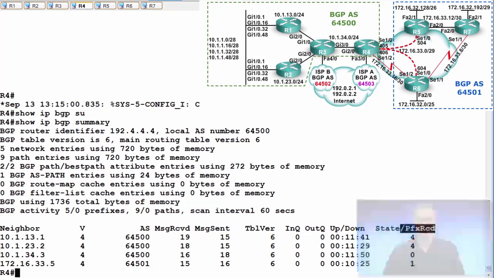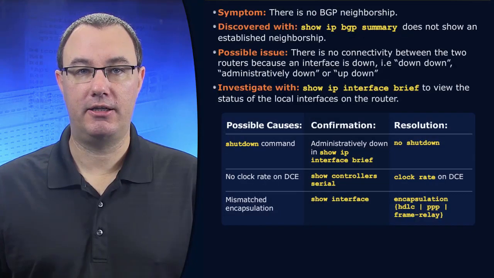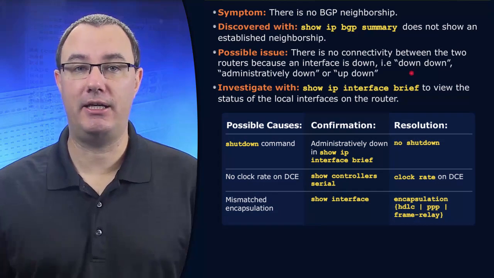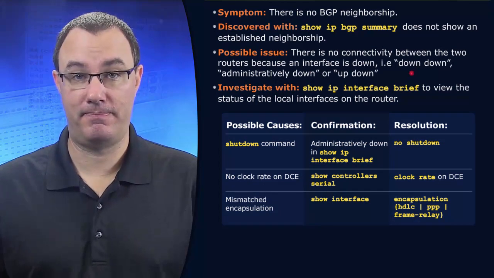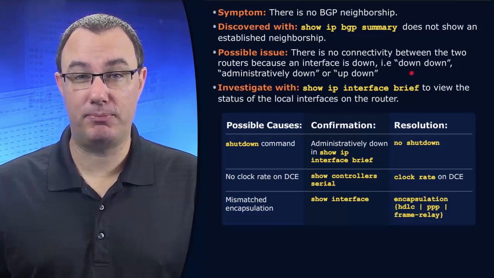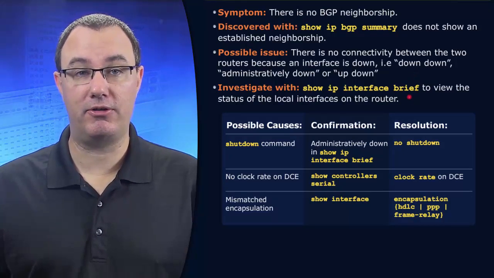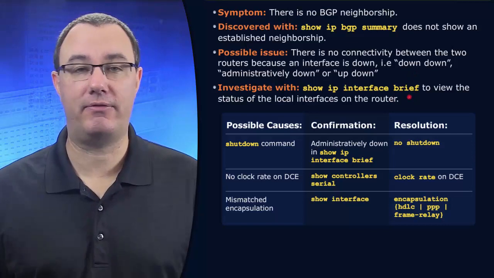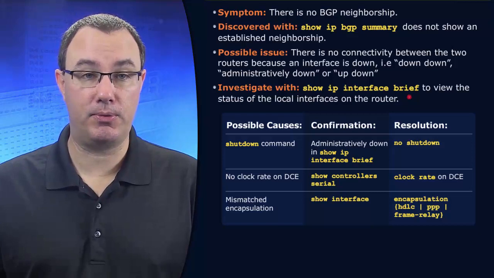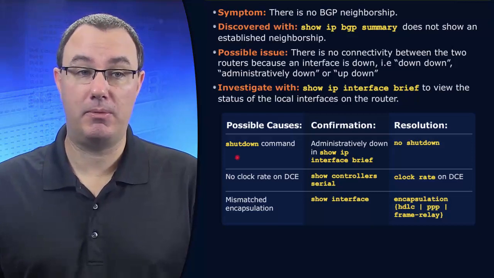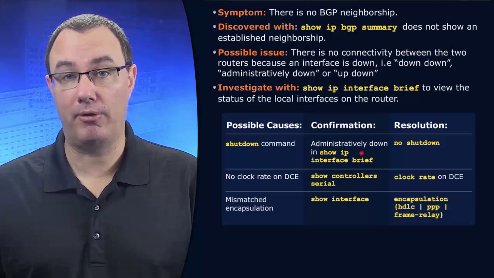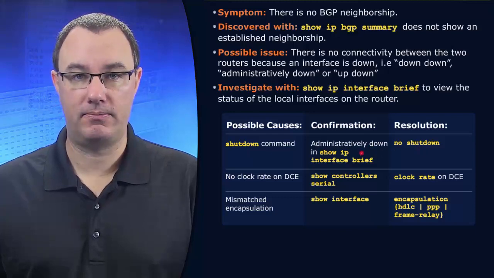Now, what if you don't see neighborship? Well, it might be that we have no connectivity because an interface is down. This is not the most grandiose or BGP specific issue, but you do need to understand, hey, my interfaces have to be up, and we can never overlook the simple things. And this would be one of the more straightforward things. Maybe we have to do a no shutdown command to administratively bring up an interface.